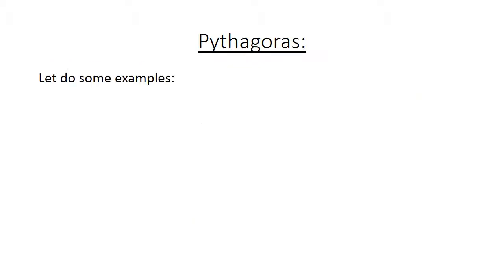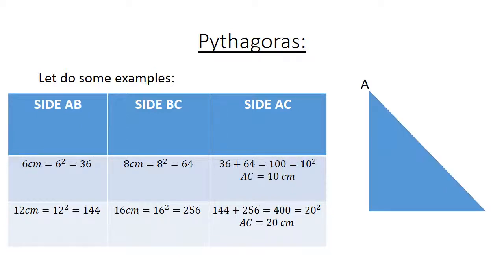Pythagoras. Let's do some examples. Here we have a triangle ABC, where it's a right angle triangle. Side AB, if we look at the first row, equals 6 centimeters. Then we have BC, equals 8 centimeters. And now we can work out AC. According to Pythagoras, we have 6 to the power of 2 plus 8 to the power of 2, which is equal to 36 plus 64 equals 100 equals 10 to the power of 2. So AC is 10 centimeters.